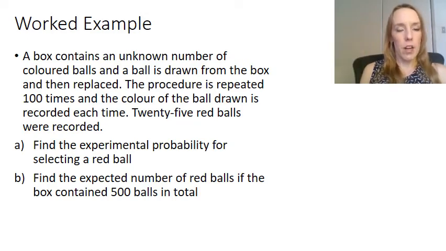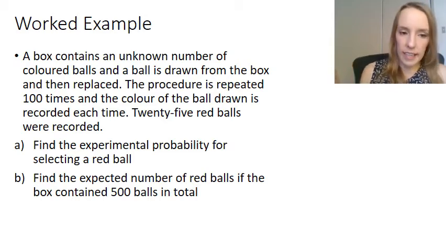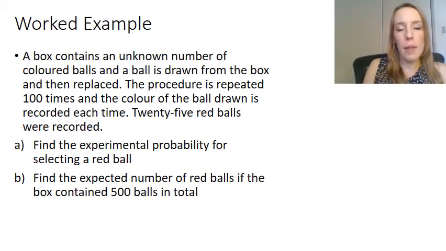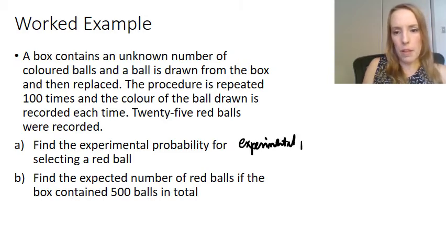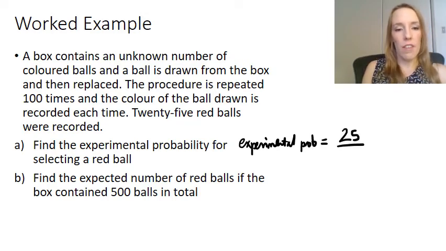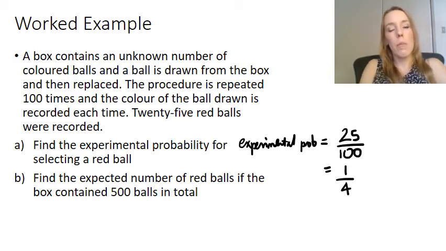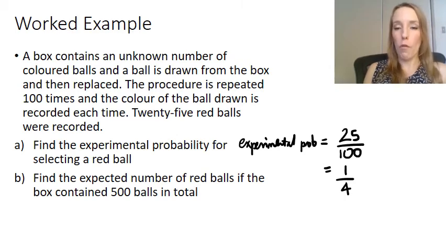So the procedure is repeated 100 times, and the colour of the ball drawn is recorded each time. So they've probably tallied it down. 25 red balls were recorded. So find the experimental probability of selecting a red ball. Okay, so experimental probability is going to be, hang on, I'll write this down. Experimental probability. The number of times it occurred, 25, over the total number of times, 100. Going to simplify our fraction there, divide both of those by 25, 1/4. So our experimental probability of drawing a red ball is 1/4.